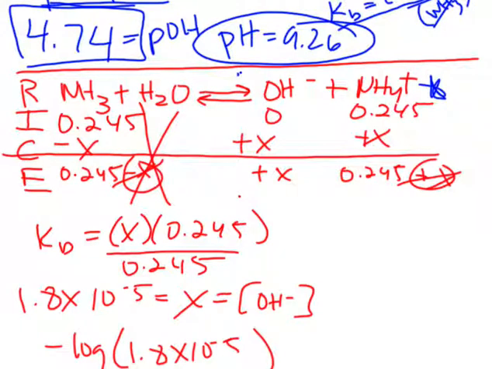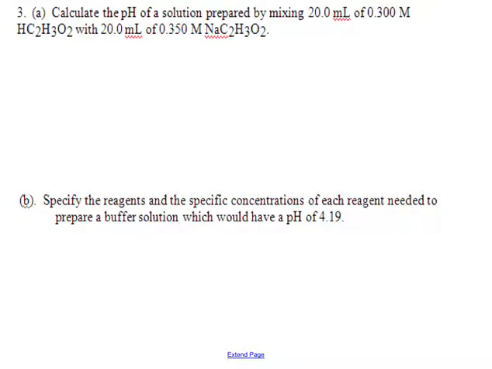Henderson-Hasselbalch? Okay. Calculate the pH of a solution prepared by mixing 20 mL of 0.3 molar acetic acid with 20 mL of 0.350 molar sodium acetate. This is worded a little bit differently. There's something different going on here. Can anyone recognize what's different in these?